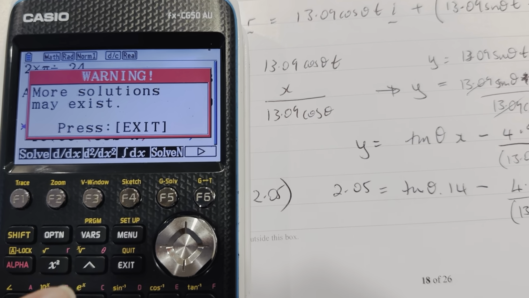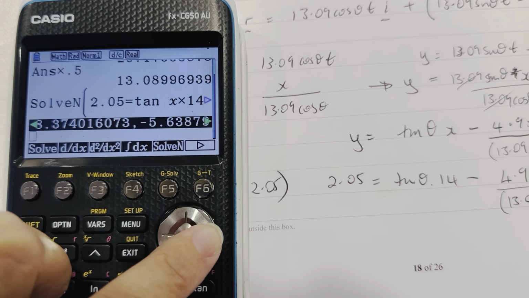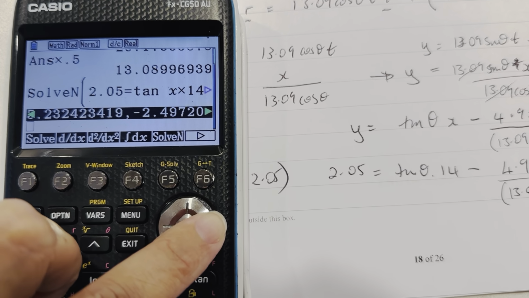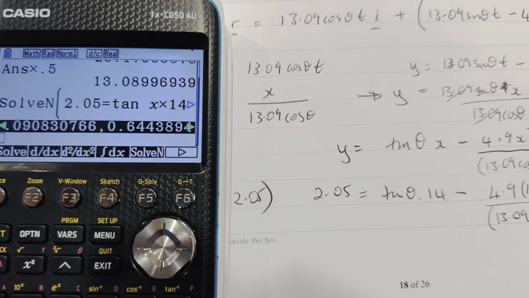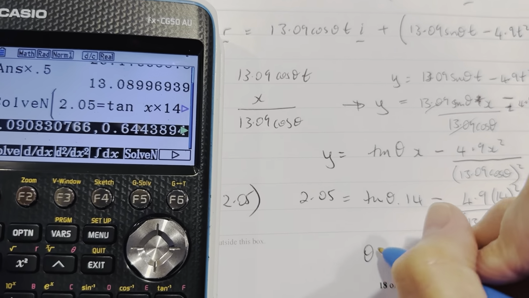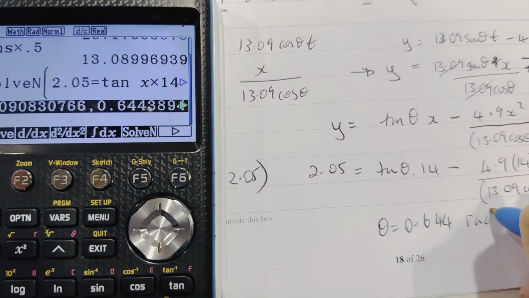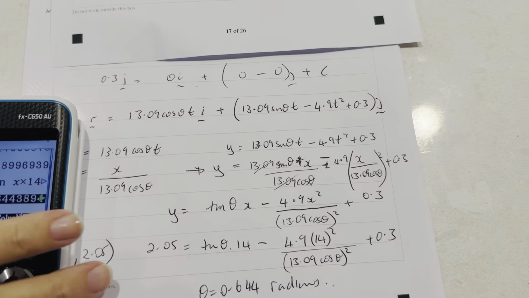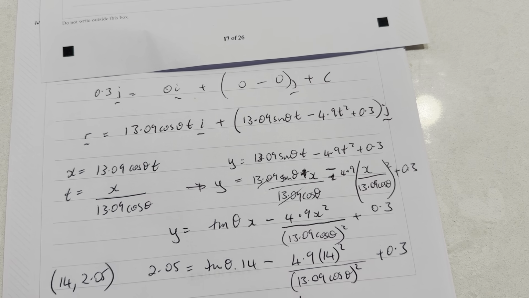It's thinking, exit. Let's go up and scoot across. We want a positive angle, don't we? I'm in radians working this out. There we go. Theta equals 0.644 radians is my angle. So we're working through, I've got my angle.